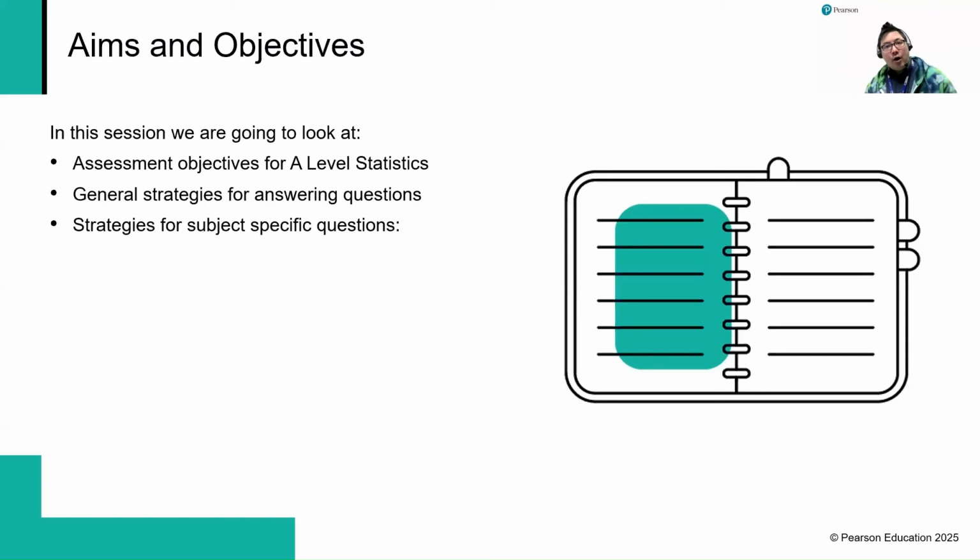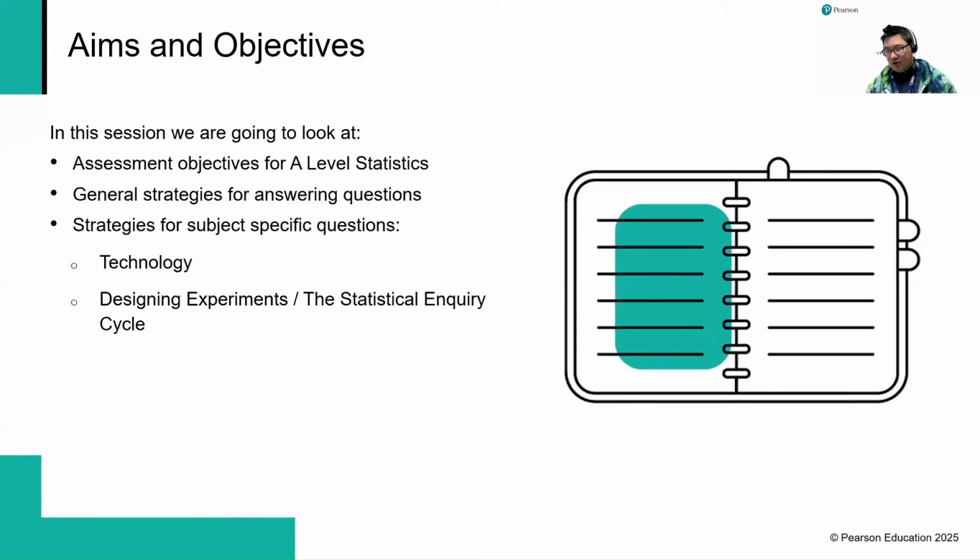And then finally, I wanted to go through some very subject-specific strategies, specifically on technology. That's usually something that people find difficult, knowing what to write down for those technology questions. Things like designing experiments and the statistical inquiry cycle, knowing exactly how to write down the answers to get the marks for that. Data interpretation, hypothesis testing, obviously is quite a big part of the course. And also effect size, because if you are new to A-level statistics, then you are very much new to effect size as well, because that doesn't appear anywhere else in the mathematical qualifications.